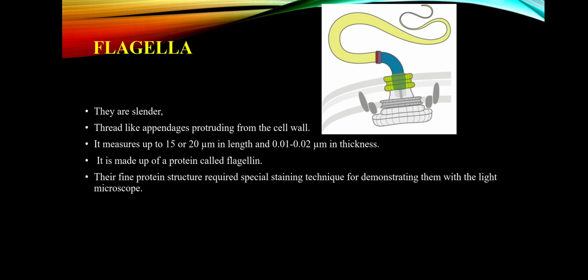Structure of flagella. They are slender thread-like appendages that protrude from the cell wall. They measure up to 15 or 20 micrometers in length and 0.01 to 0.02 micrometers in thickness. It is made up of a special protein called flagellin. The fine protein structure requires special staining techniques for demonstrating them with the light microscope. Those special stains are tannic acid staining, the Leifson method and the Ryu method.